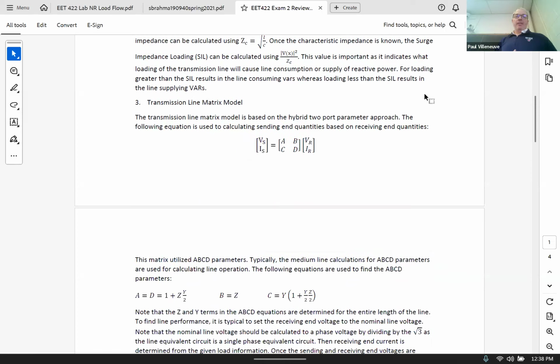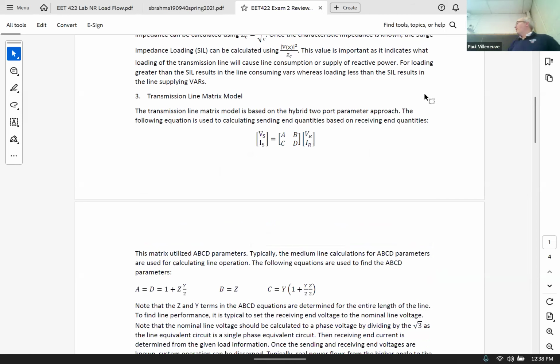Then we did our hybrid two-port parameter network to introduce our ABCD parameters. Hybrid just means that the units inside the ABCD parameter are mixed. We know that A is going to have the units of nothing. It's a unitless quantity. B has the units of ohms. C has the units of mhos, right? The inverse of ohms. And D is a unitless quantity. That's why it's the hybrid one.